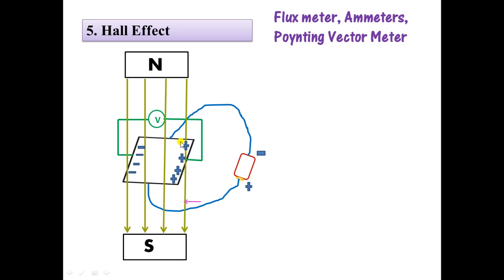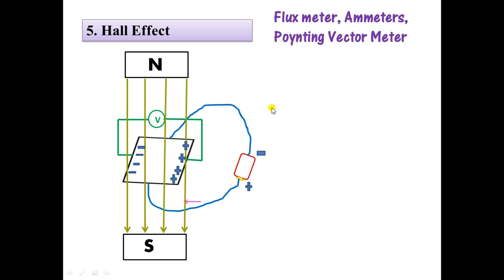And why are these charges produced here, why is this EMF produced here? EMF is nothing but electromotive force, which is nothing but voltage. So why are these charges produced here? Because as the charge carriers come under the influence of the magnetic field, there is a force called Lorentz force acting on them, and that is why there is an EMF produced here.